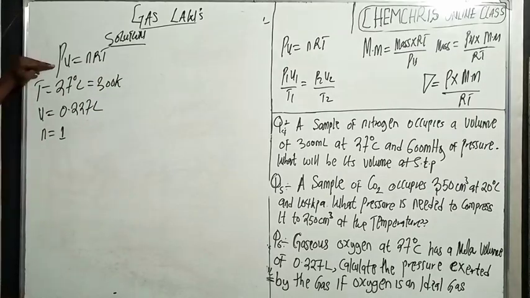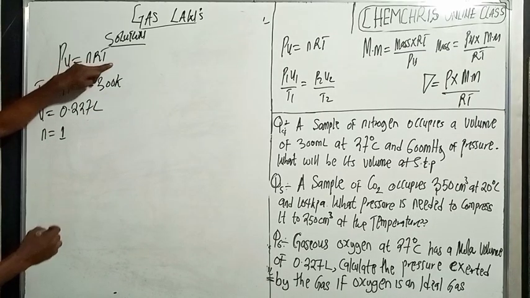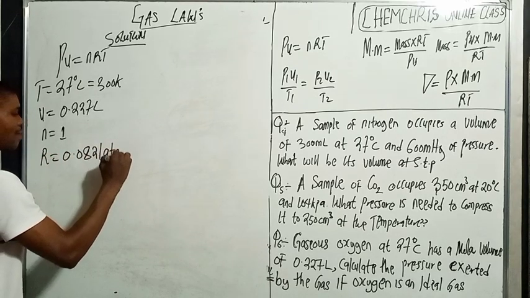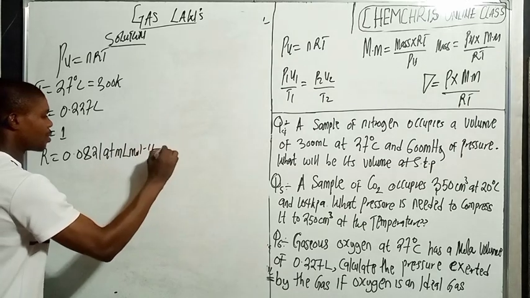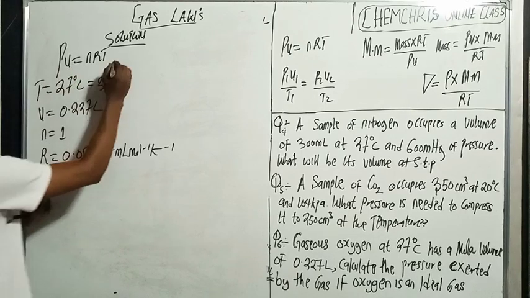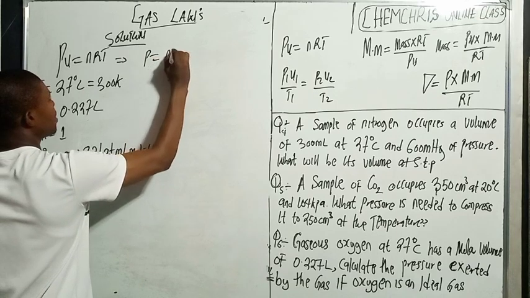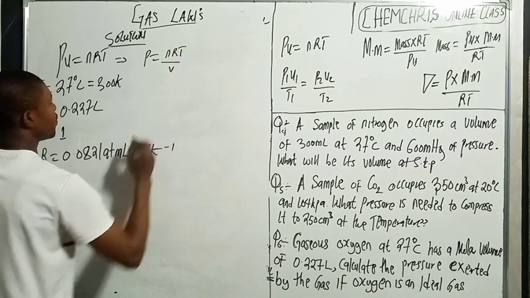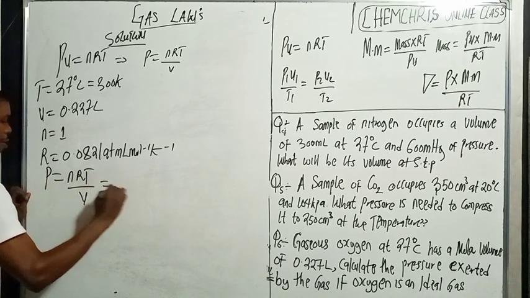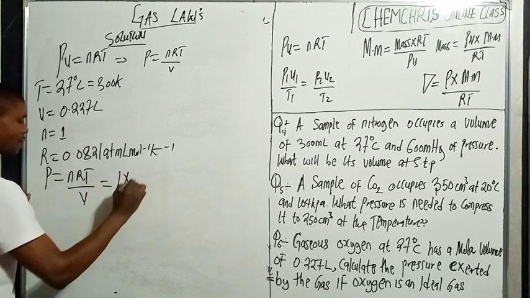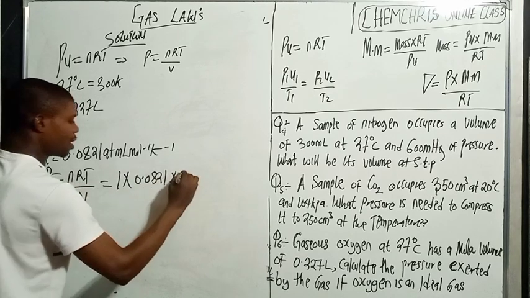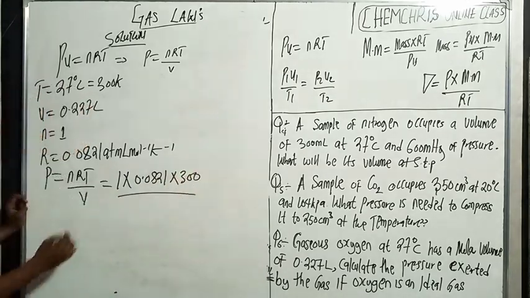We know this one, we know this one. My R equals 0.0821 atm liter per mole per Kelvin, right? Because we are looking for P, so P is going to be nRT over V, right? My n is 1, times 0.0821, times T, which is 300, over V.